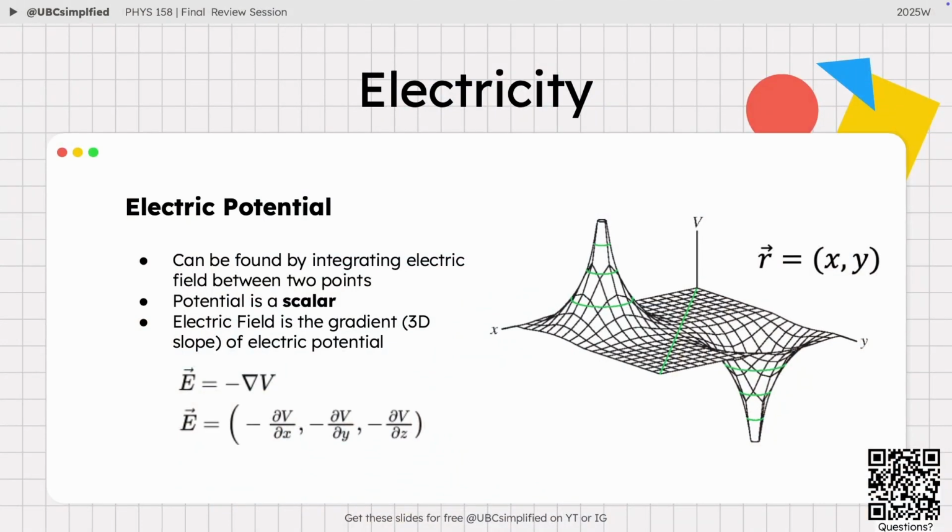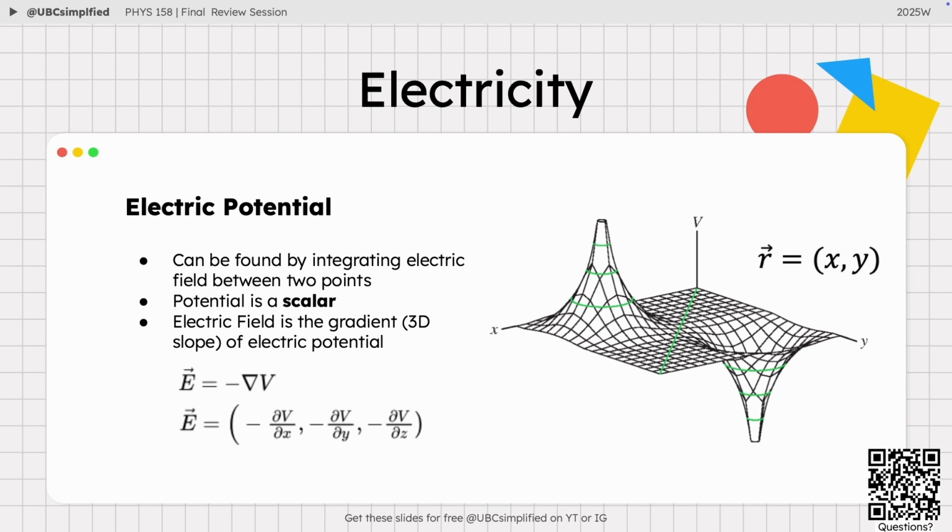Next, we'll talk a little bit about electric potential. Electric potential is energy per unit charge. Potential is really helpful for solving electric field problems because it's directly related to the electric field. The electric field is the negative gradient of the potential. The gradient is like the 3D slope, basically.